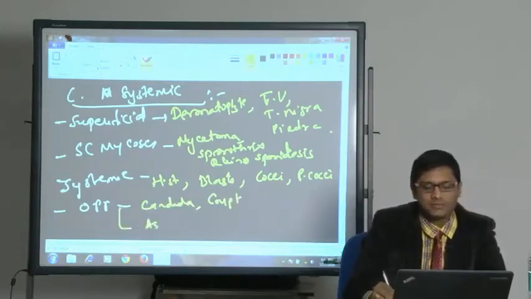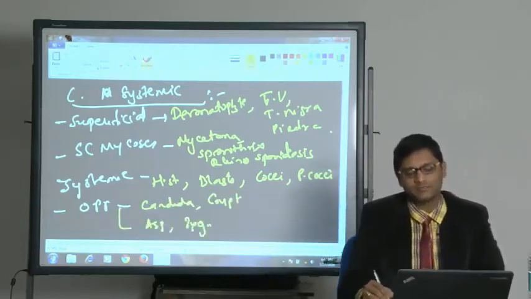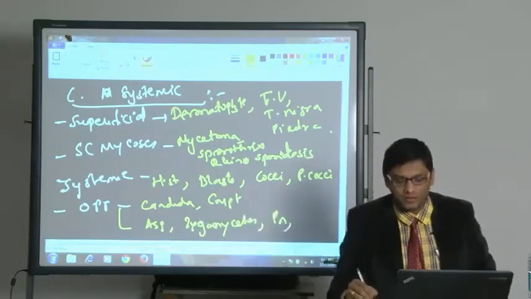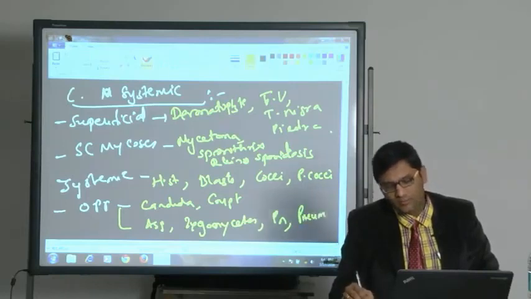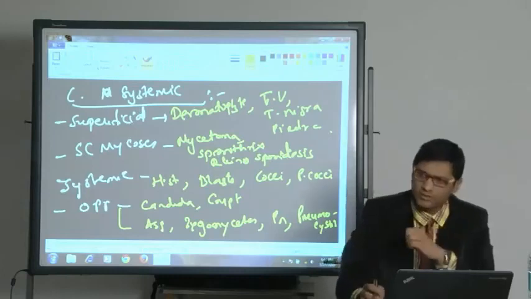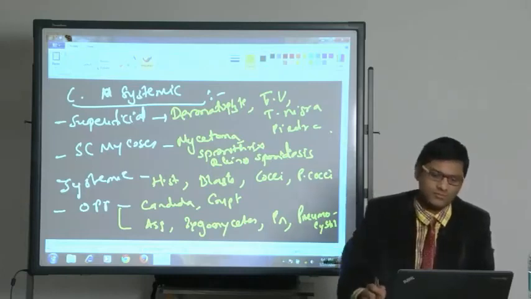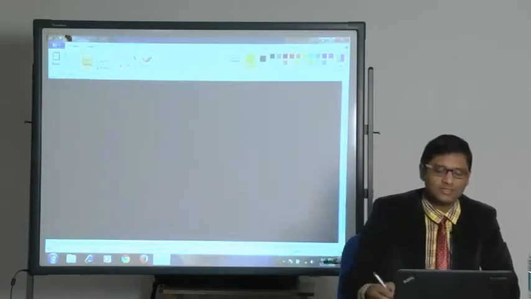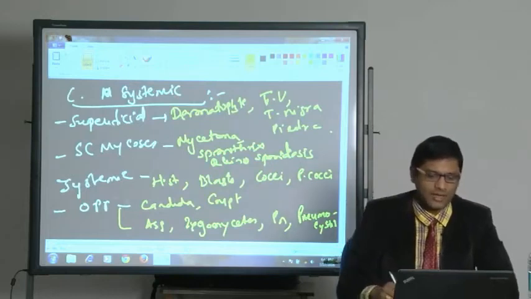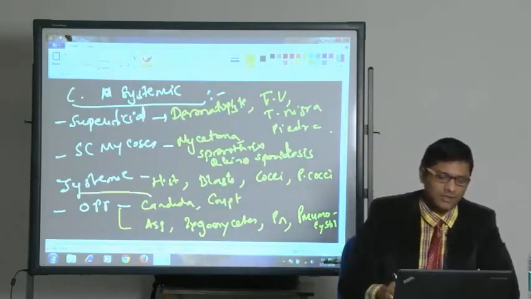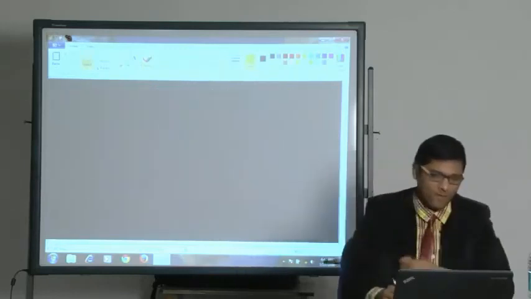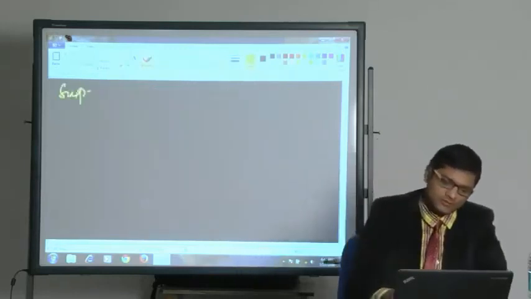Other than that, Aspergillus, Zygomycetes, Penicillium, Pneumocystis, all these are examples of opportunistic mycosis. Fine. So let us discuss one by one. We will start with superficial mycosis.